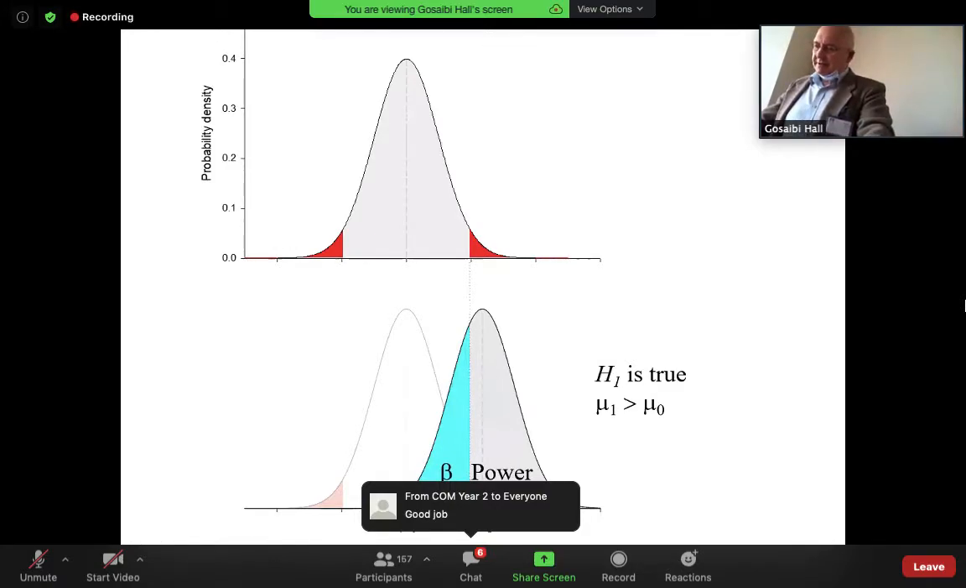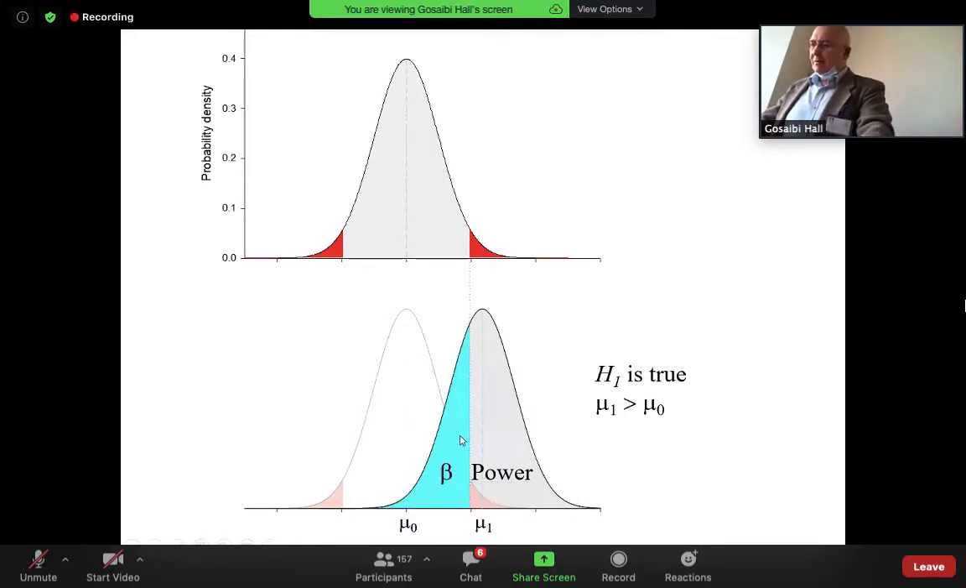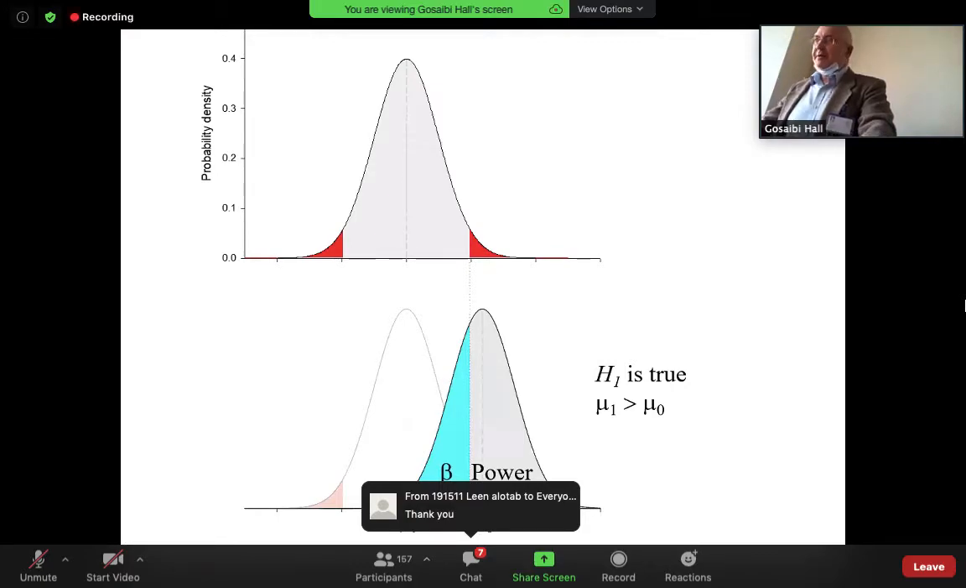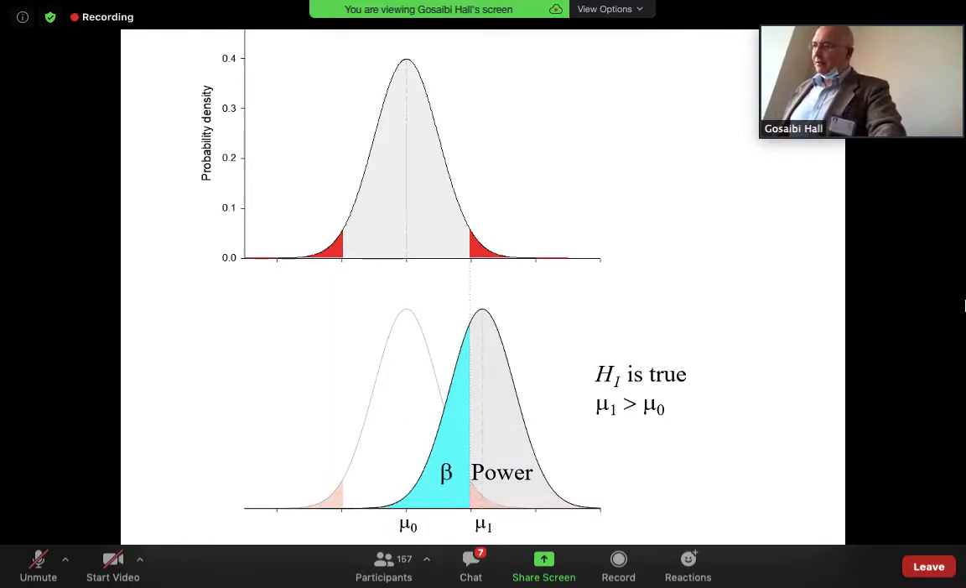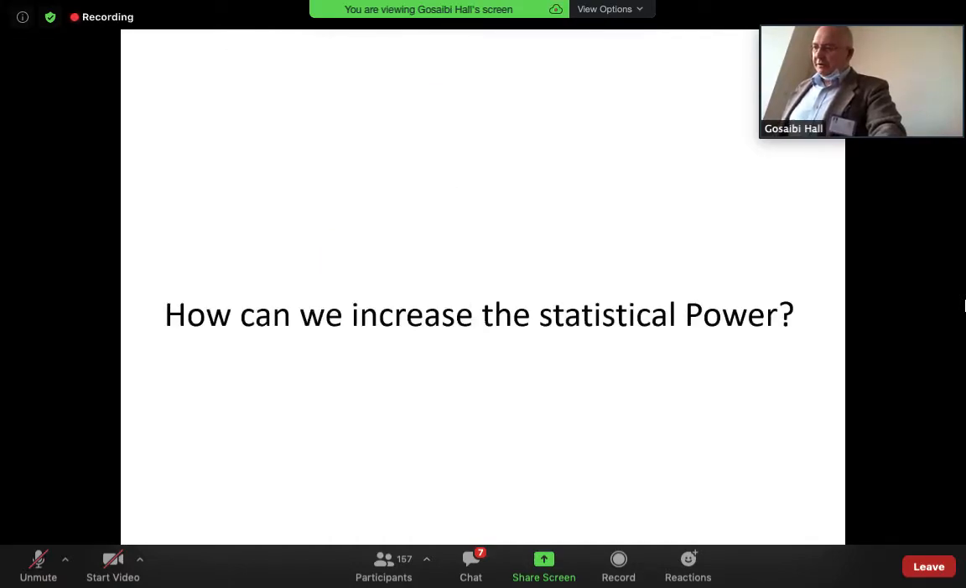It may be 60%. If it's 60%, then beta is 40%, which is quite high. In other words, the power is low. If it's only 60%, that's quite weak power. That's not a very good chance of getting a statistically significant result with p less than 0.05. So how can we increase statistical power?